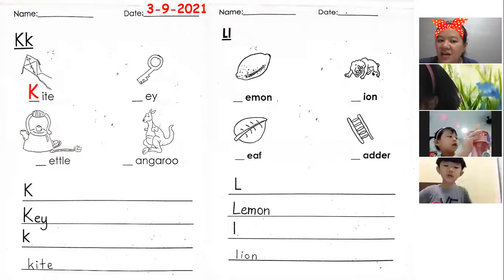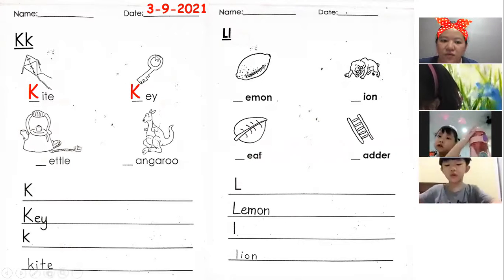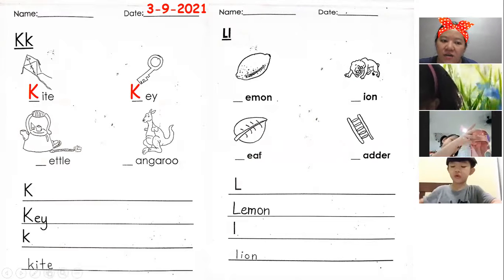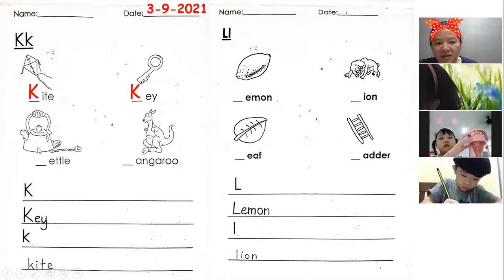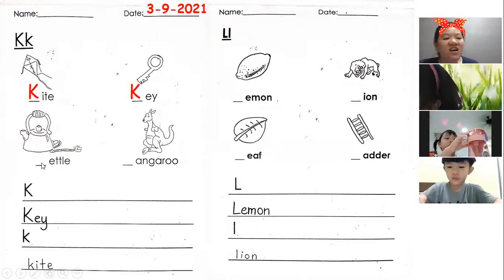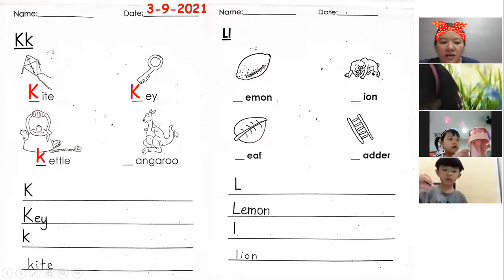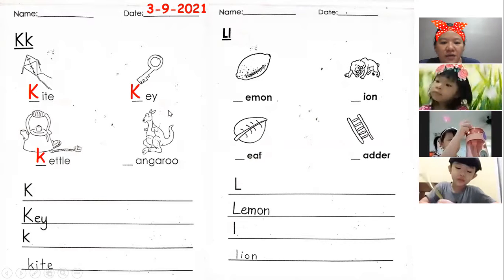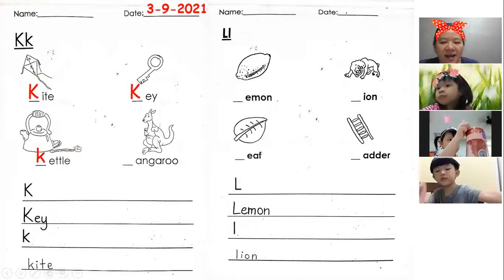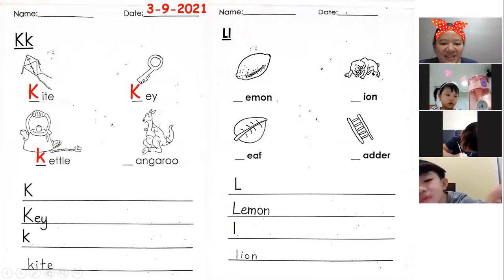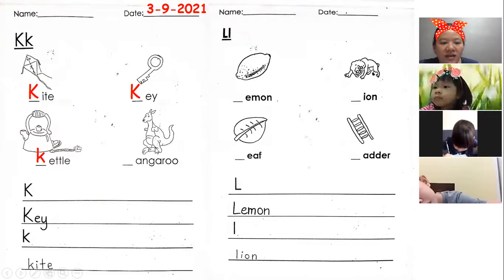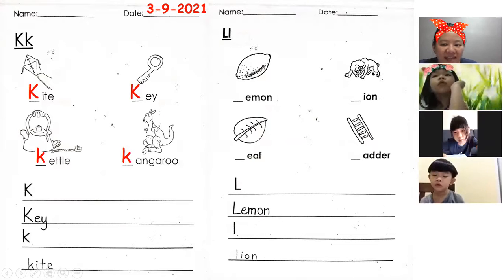Take a key. Okay, this is take a key. You need to unlock the lock with the key. And this one, we need to boil water with the kettle. This is the kettle. And this is an animal, K what? Kangaroo. Yes.